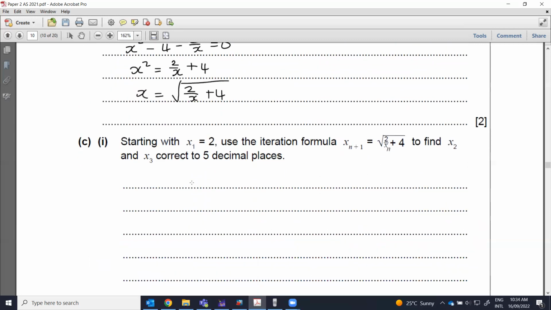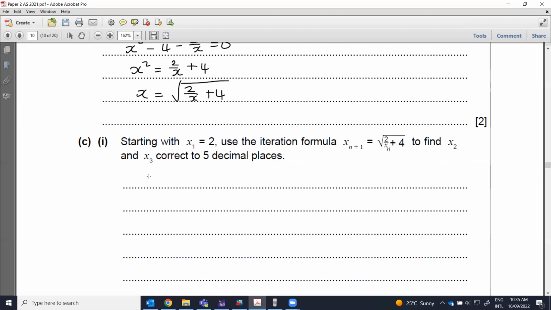Then starting with x1 equal to 2, use the iteration method x(n+1) is equal to the square root of 2 over xn plus 4 to find x2 and x3, correct to 3 decimal places. What this means is you are going to find your x2. If you want x2, you substitute into 2 over x1 plus 4. Then to get x3, you substitute the value of x2 here and you proceed in this manner.